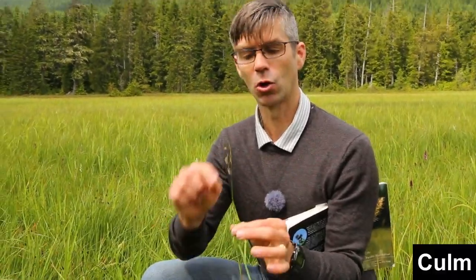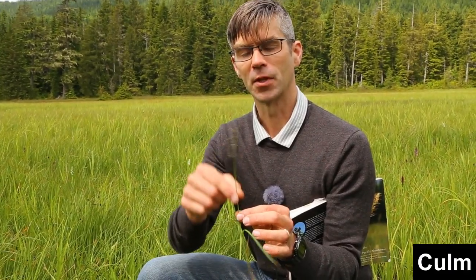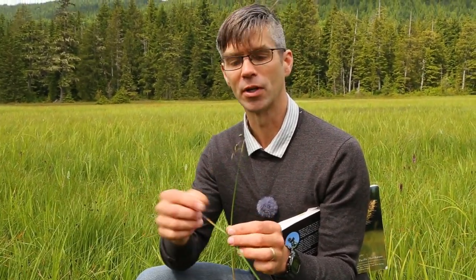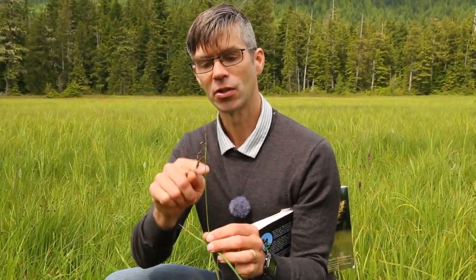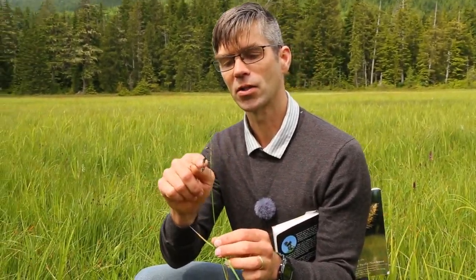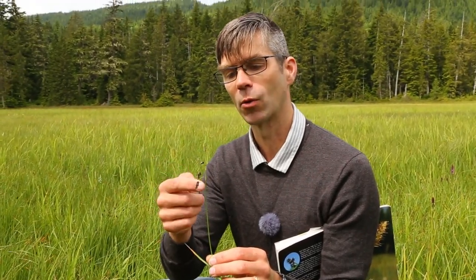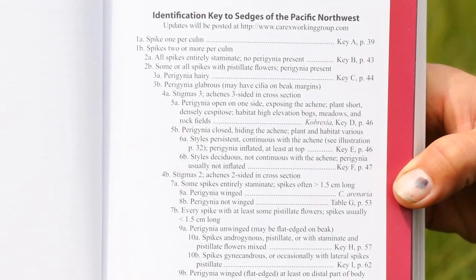So remember, I should say again that the culm is the supportive stem of a graminoid, so we use that word with grasses, rushes, and sedges. So this is the culm, and these are the spikes. So is there 1 spike or more? There's 4 spikes on this one, so we can go with 1B. That brings us down to 2A and 2B.